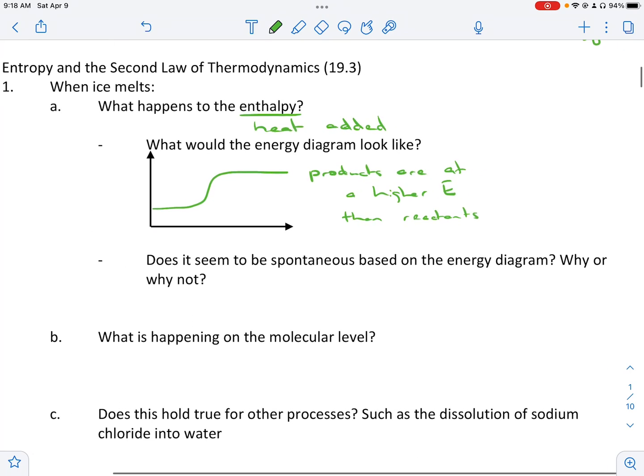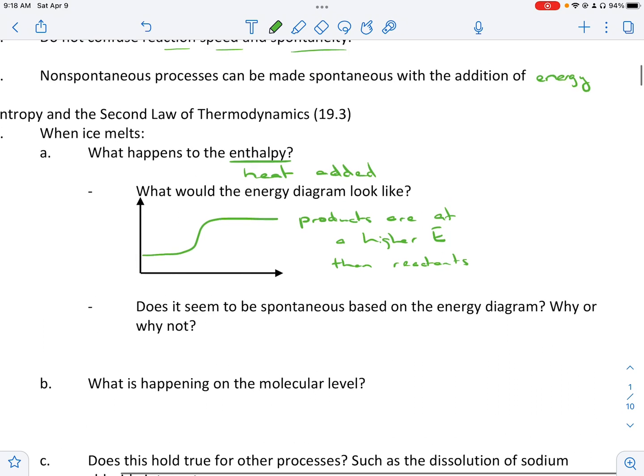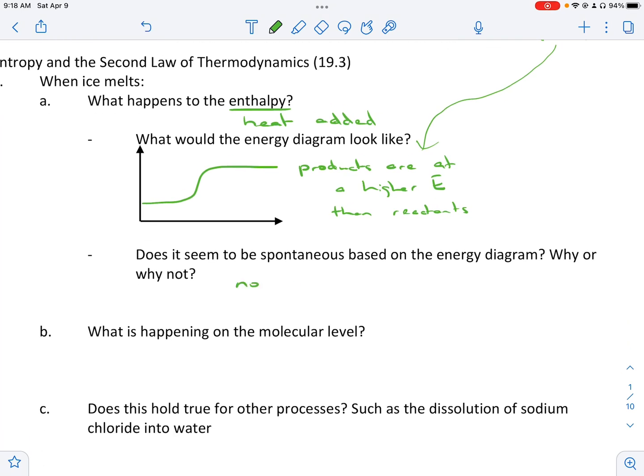Now, looking at the energy diagram, it doesn't seem like it would be spontaneous because up here we said we needed to add some form of energy. But we do know that ice will melt at room temperature, right? So based on the energy diagram, no, it doesn't look spontaneous. But obviously it is, right? And that's because we had to add energy, and we talked about adding energy up above. So there must be something else at play here.